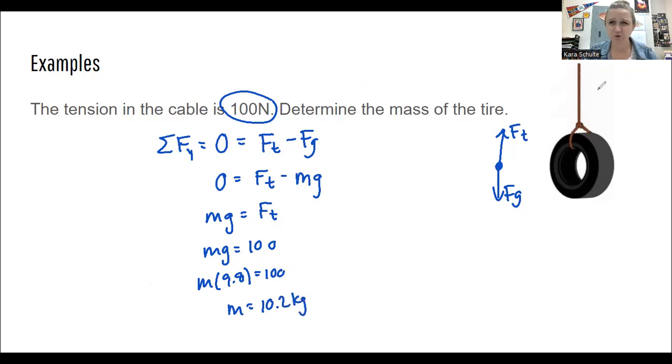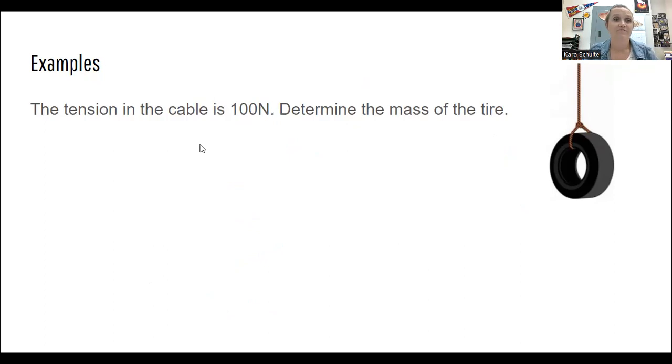Okay. It's a pretty straightforward example. These are the ones I'm going to want you to be able to do quick like that. Let's get a little more advanced.